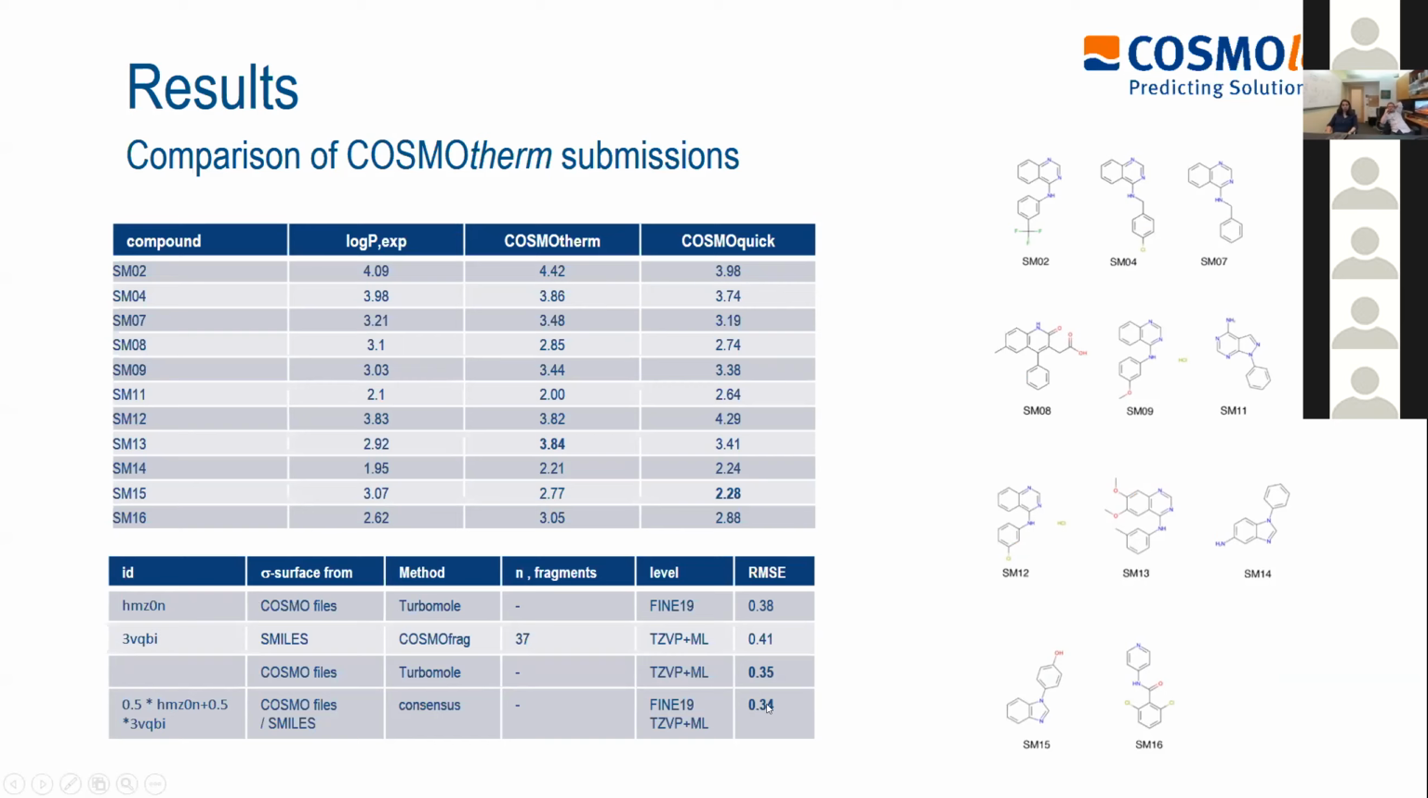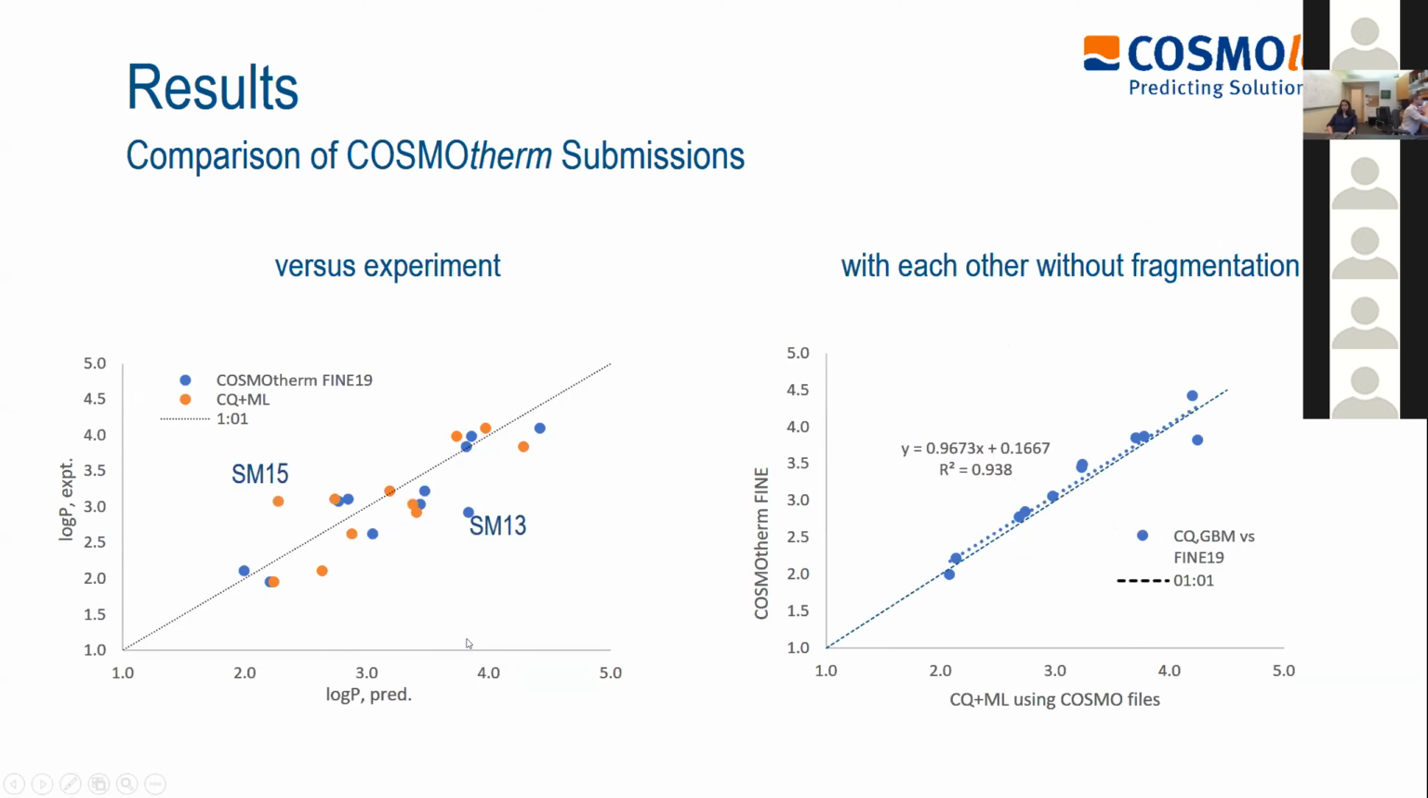having a lower RMSE. I think the main point from this is just to show that there is probably some room for improvement for the experimental methods. This is not an approach which we use or would deploy. It just shows that there's also a significant influence of the fragmentation approach with the COSMOquick approach.